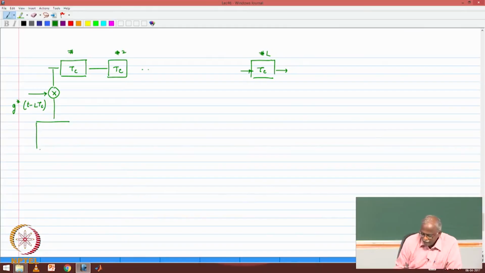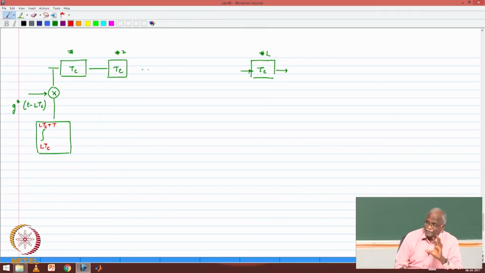Then followed by an integrator. The integrator, please pay attention to the limits also. I'll write it in a different color so that you won't miss that. It is LTc to LTc plus T. T is the symbol period, it is equal to Q times Tc.